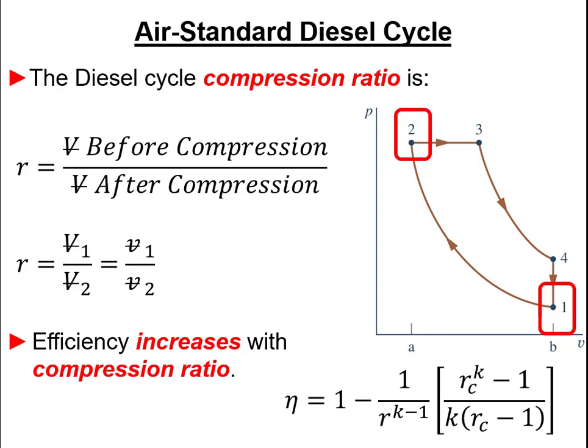I never ask for this equation on tests, but here we can see an efficiency equation as a function of the compression ratio, and we see that compression ratio is in the denominator of this second term. So as the compression ratio gets bigger, this term that we're subtracting from 1 gets smaller, which means efficiency goes up.